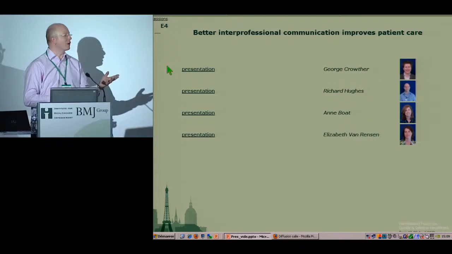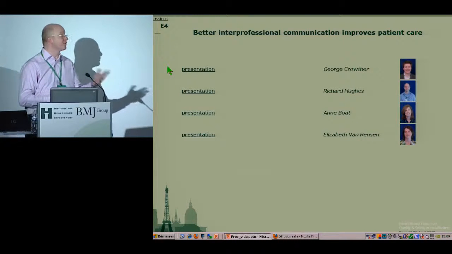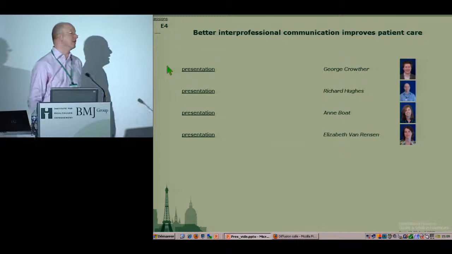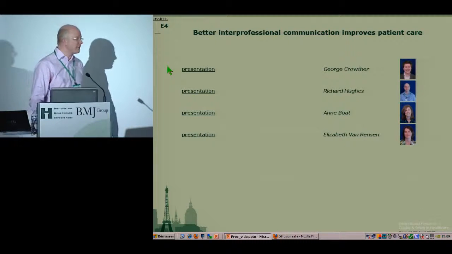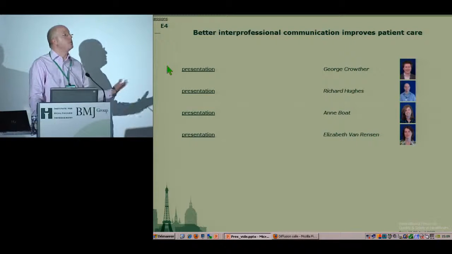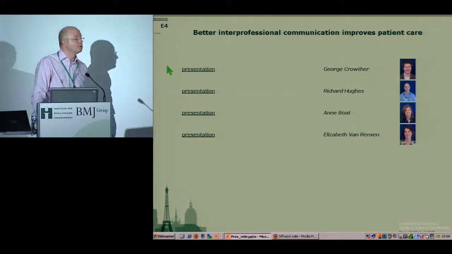I'd like to ask people who've been working on SBAR how you respond to that very real challenge, isn't it? Do you think it is? Is that a problem for standardised communication formats like SBAR?